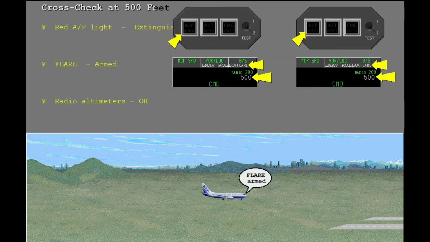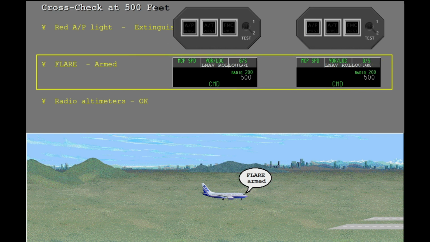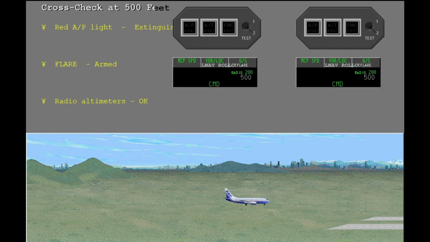To prevent surprises, cross-check the flight instruments at 500 feet. Be sure to check the two radio altimeters for normal operation. The autopilot also helps the pilot check for flare armed. As the airplane passes through 380 feet, the performance monitors check to see if flare is armed. If flare is not armed, the autopilots disengage.